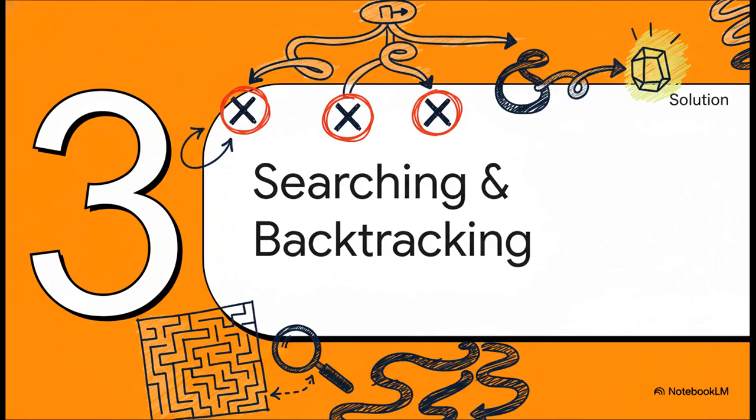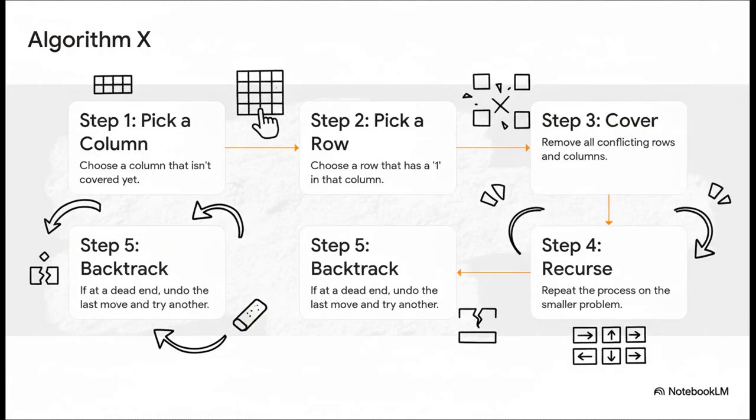Well, the most obvious way is just a brute force approach. You make a choice, you see where it goes, and if you hit a dead end, you have to go back and try something else. This whole process is called backtracking. The logic itself is pretty straightforward. You pick a column you need to satisfy, then you try a row that has a 1 in it. Then you temporarily remove everything that clashes with that choice, and you try to solve the new smaller puzzle.